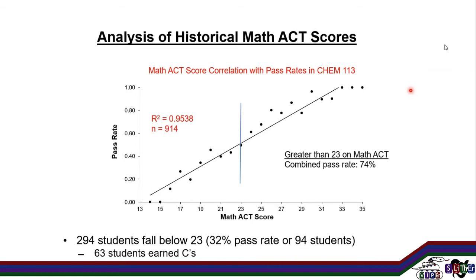you're in, essentially. Another thing to note is that of all those students, 294 students fell below that pass rate, and they had an overall 32% pass rate of those students. So it really was a good predictor, at least of our group, of success in General Chemistry 1.